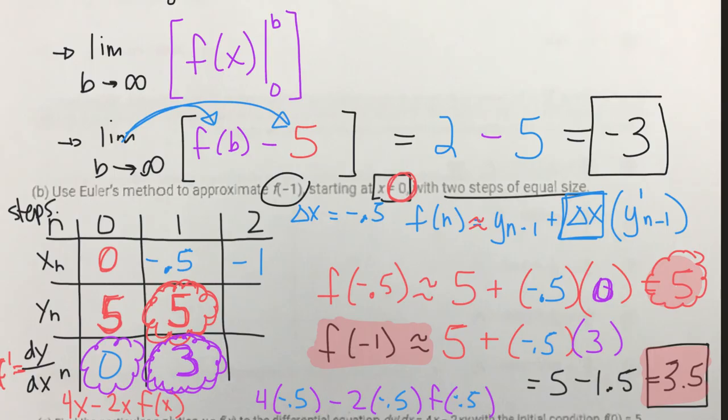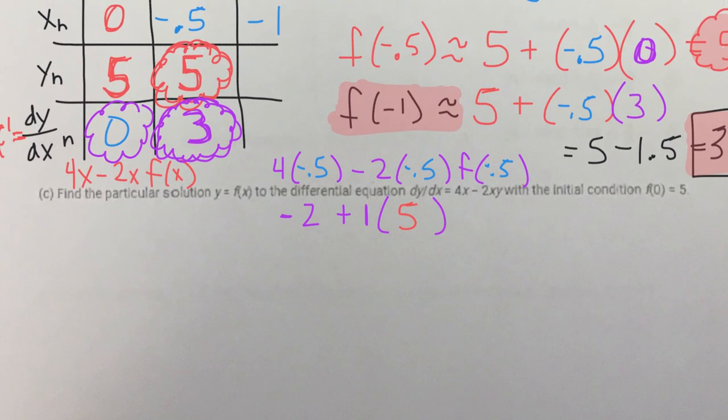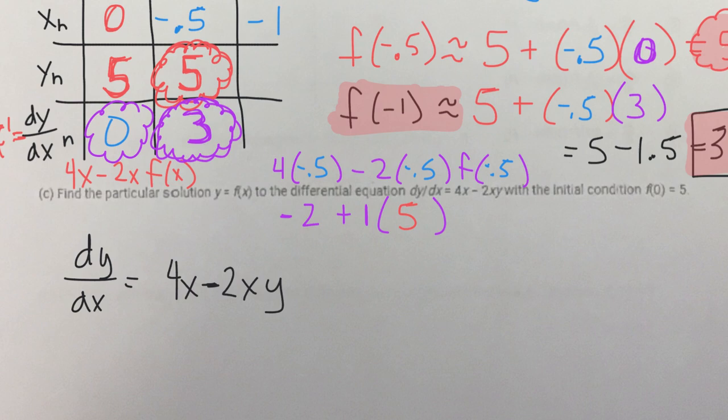Okay, and now the fun one. Hopefully it's the fun one. But finding a particular solution. So we're going to use all of our algebra, and we're going to find out what y equals. So we start with our dy dx equals 4x minus 2xy. Okay, done. Now your first step is to separate.